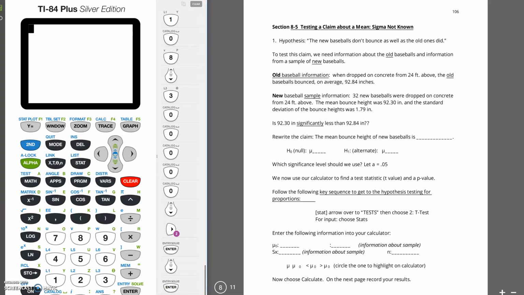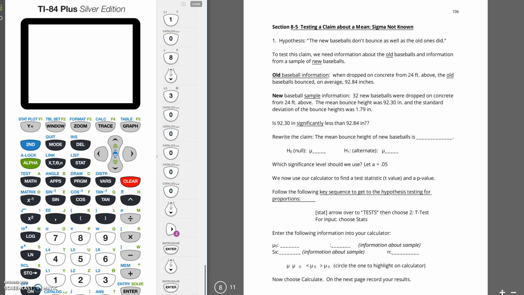Now we're going to talk about hypothesis testing with means, with averages. So we'll use the variable mu instead of p, and we'll use different calculator functions, but other than that, you'll see that the setup is really the same. So our first example, our hypothesis says the new baseballs don't bounce as well as the old ones did.